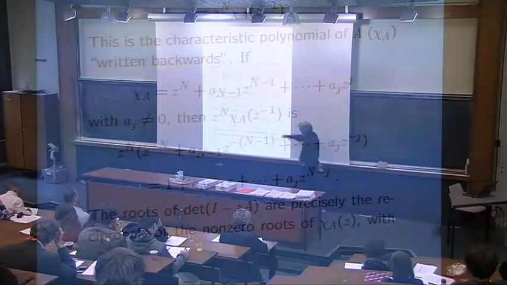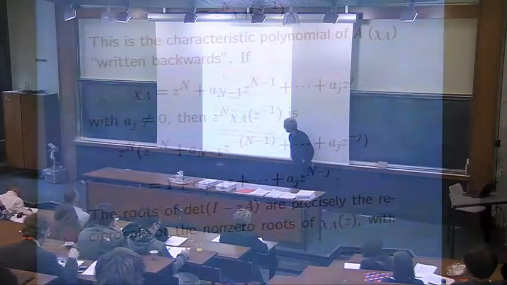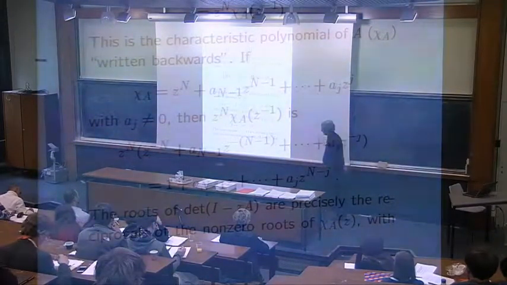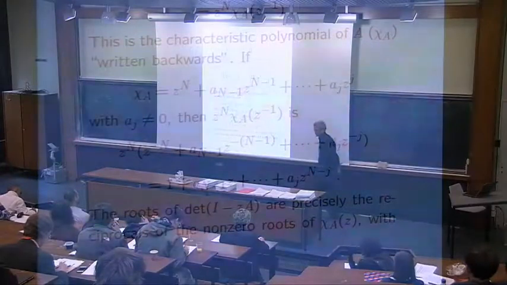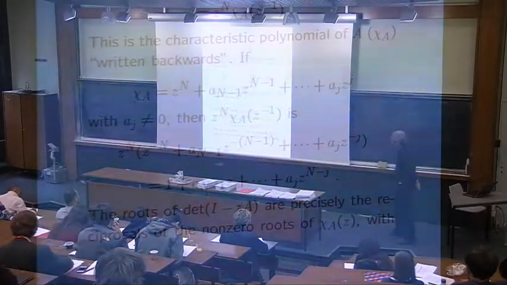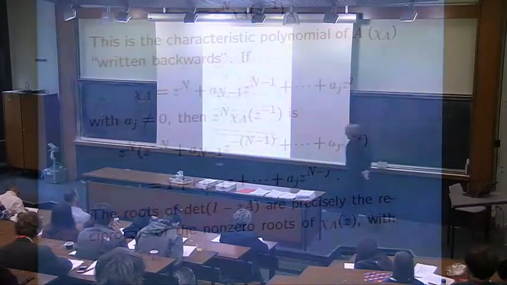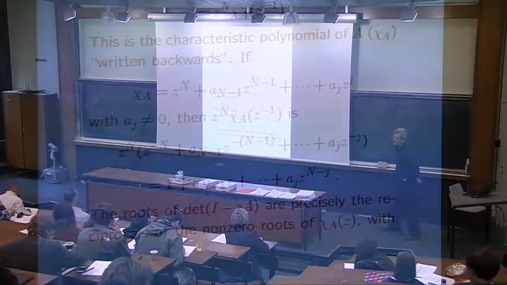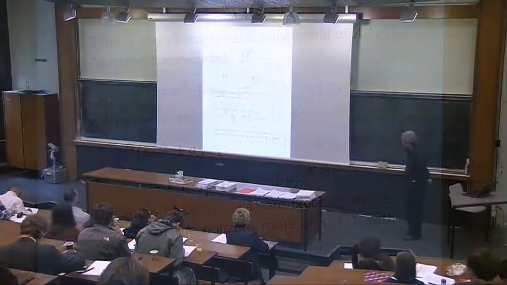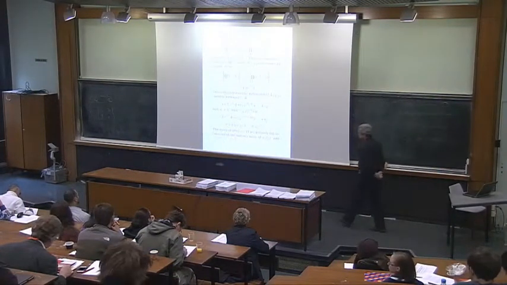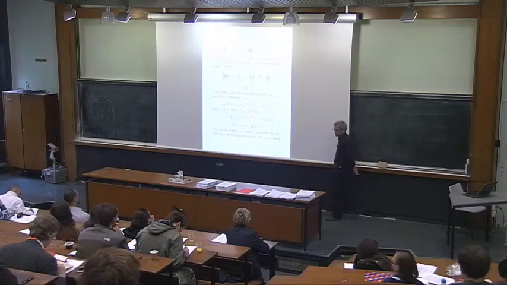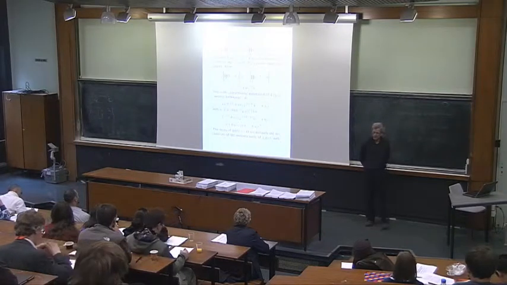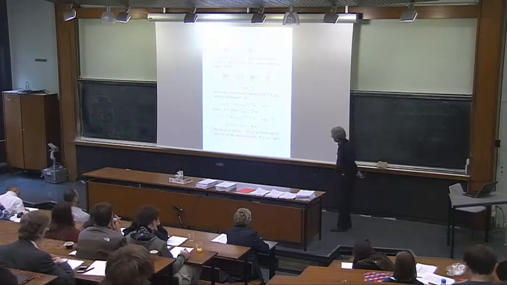Then with this, let's see what z to the n times the characteristic polynomial evaluated at z inverse becomes. Here's z to the n, and to the right I substituted 1 over z for z in the characteristic polynomial. It's very simple what happens, I hope. We're just basically writing these coefficients backwards. And what are the roots of this polynomial, which is the determinant of I minus EA? They're just the reciprocals of the non-zero roots of the characteristic polynomial, repeated with the correct multiplicity.